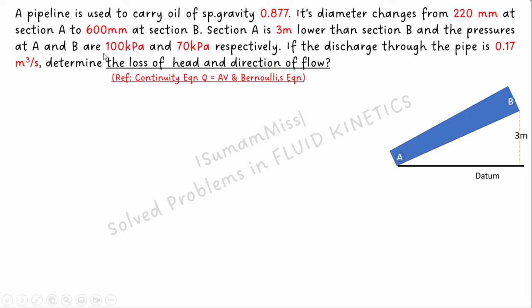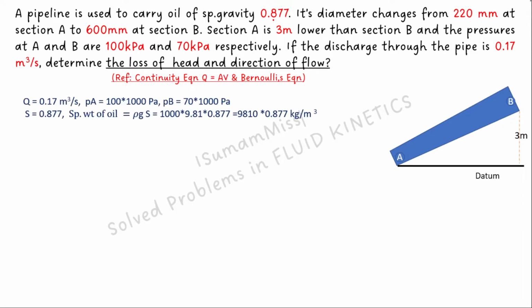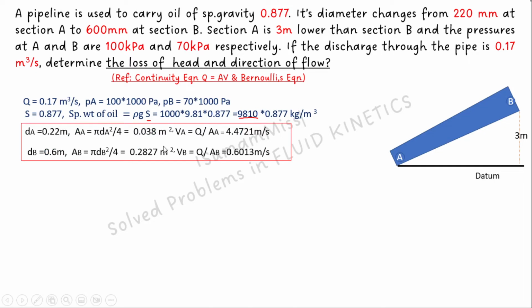First of all, we have to copy down all the data and convert it into proper units. Since the continuity equation is valid here, the discharge at section A equals the discharge at section B. Specific gravity of this oil is given, so we have to find the specific weight of oil by multiplying the specific gravity S by the specific weight of water. Specific weight of water equals rho g. Diameters at sections A and B are given, so we can calculate the area, and correspondingly the velocity. Velocity at section A equals 4.4721 meter per second, and velocity at section B is calculated as 0.6013 meter per second.